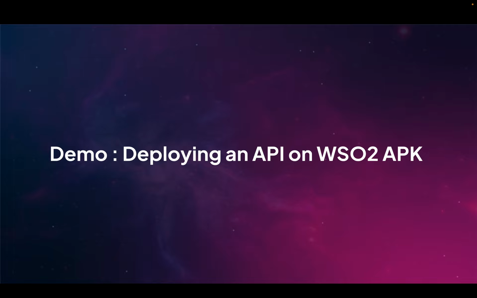Now let's see how we can deploy an API on WSO2 APK. If you want to install WSO2 APK, go to the WSO2 documentation page and then the APK page. When you follow the quick start, you will find a set of prerequisites that you need to follow. Based on that, you can do the APK installation. Once you install APK, you can create an API, an application, and other API-related artifacts. Let's see how we can do that.